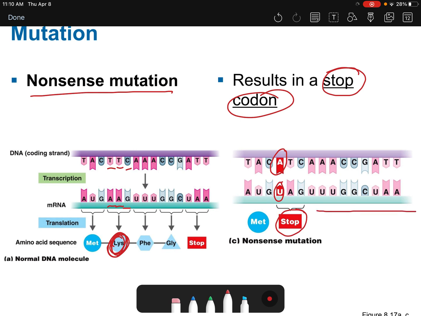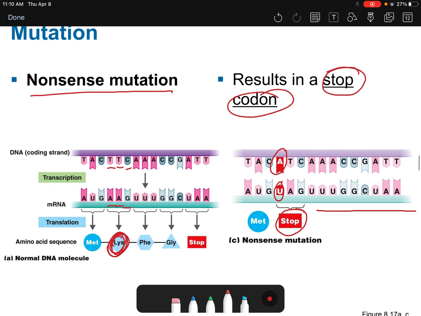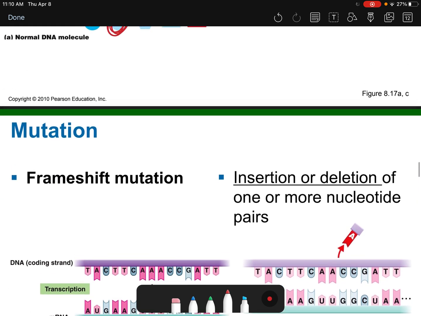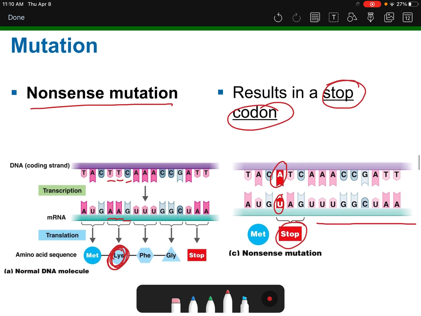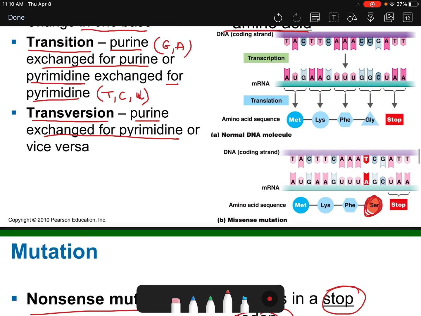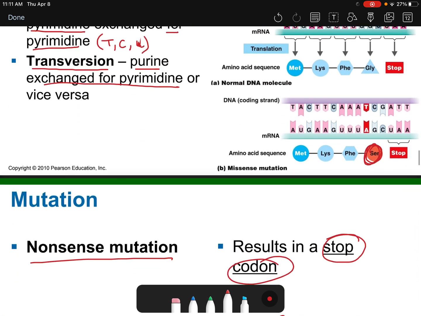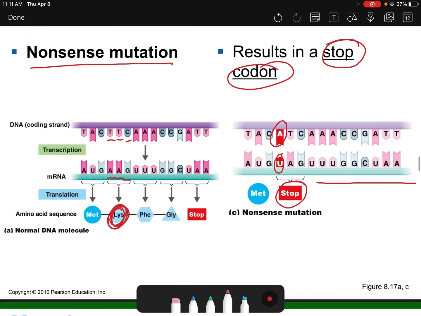Well, what's going to happen? None of the rest of this protein is going to get made because you're not going to have any more amino acids being put down. So we call that a truncated protein, and a lot of times it's just going to lose its function and not function properly. Now, so far all of that was just point mutations. Okay, so point mutations can be transitions or transversions, and they can result in a missense mutation or a nonsense mutation.